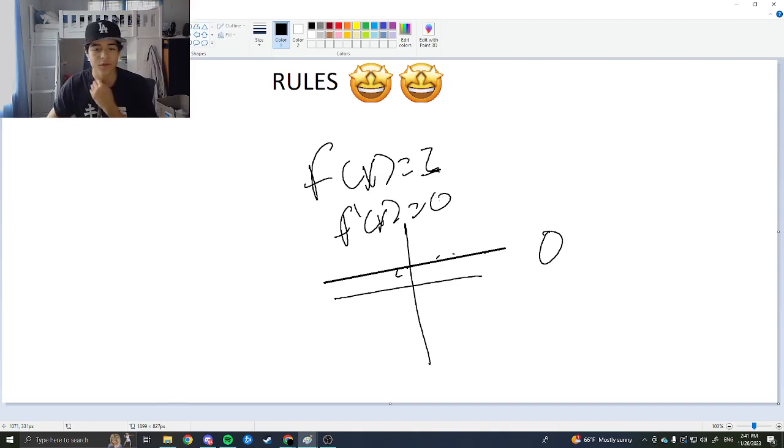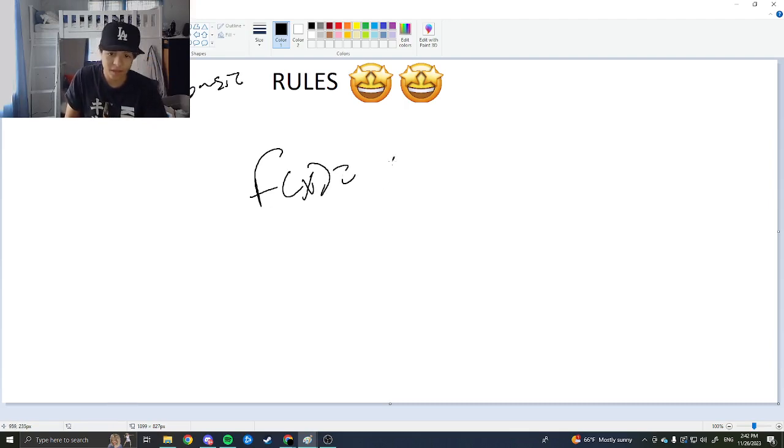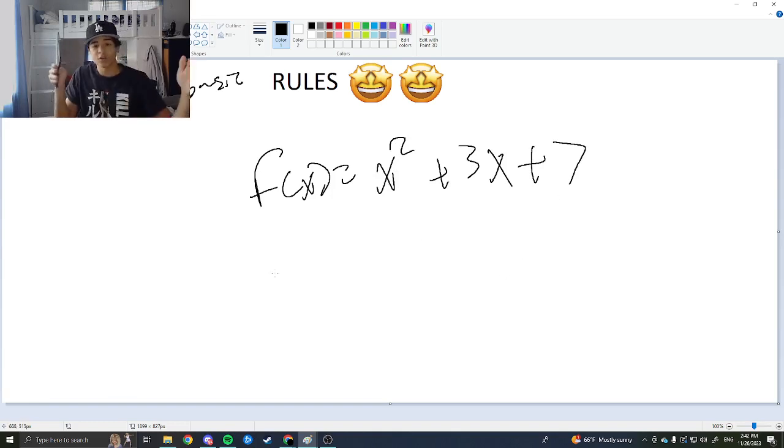Like, it's just 0. But one more rule. This is the last one before we get to the big rules. These are the basic rules. I should have specified. So if you have 2 terms, what if there's multiple terms? If you have f of x equals x squared plus 3x plus 7, right? What do you do if there's multiple terms?